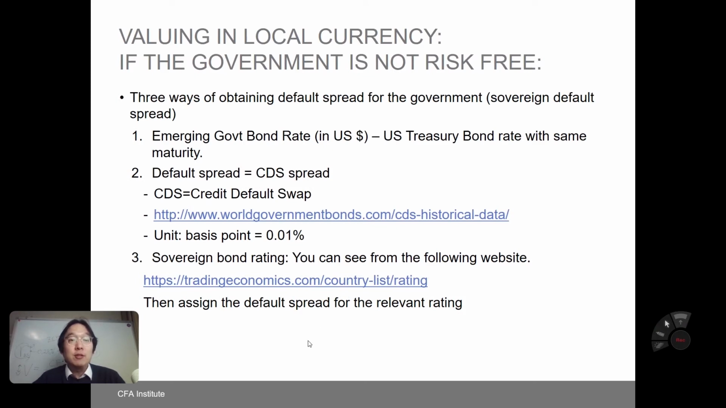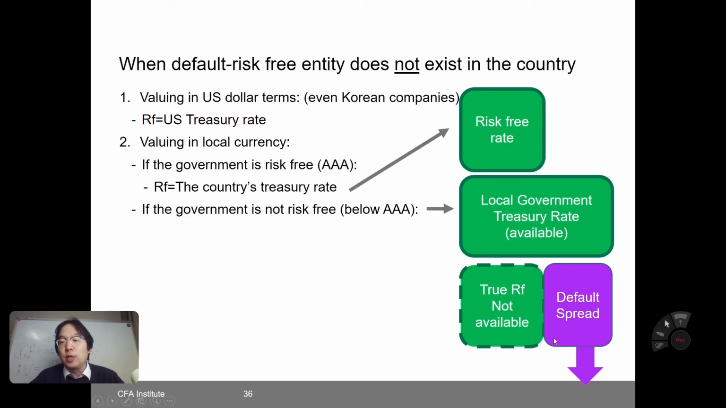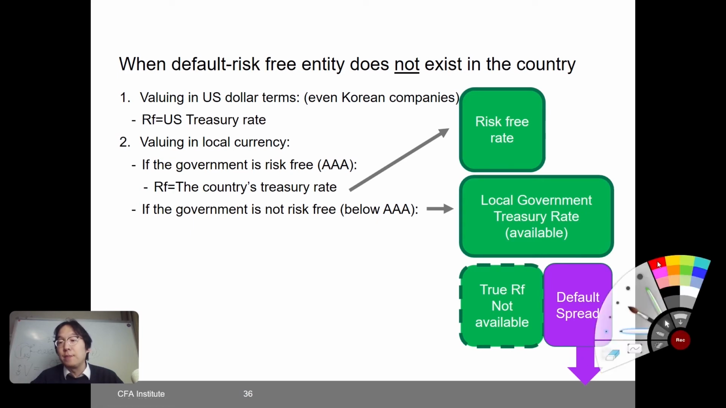How do we do that? To get to that Korean government's default spread? Well, it's kind of indirect. First approach is let's look at US dollar terms default spread of Korean government. That is emerging markets government bond rates, for example, 외평채 in Korean terminology. There is some Korean government bond issued in US dollar terms, right? That's emerging government bond rate in US dollars. And then from that you subtract the US Treasury bond rate. The difference over here should be Korean government's default spread. And this is a good candidate of the default spread that we are trying to get, right?